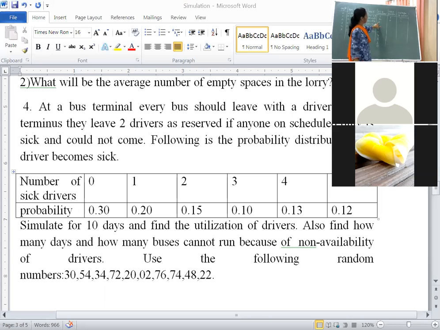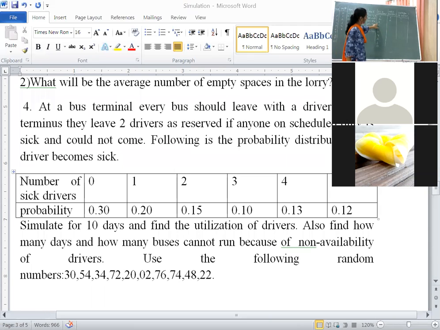Then here, 1 sick driver. Out of these 2, this is the 3rd day. If you want, you can take these days. You can write 1st, 2nd, 3rd, 4th, 5th, 6th, 7th, 8th, 9th, and 10th. Then, okay, on the 2nd day, 2 drivers are sick. Then the remaining 2 drivers we are using to run the bus.